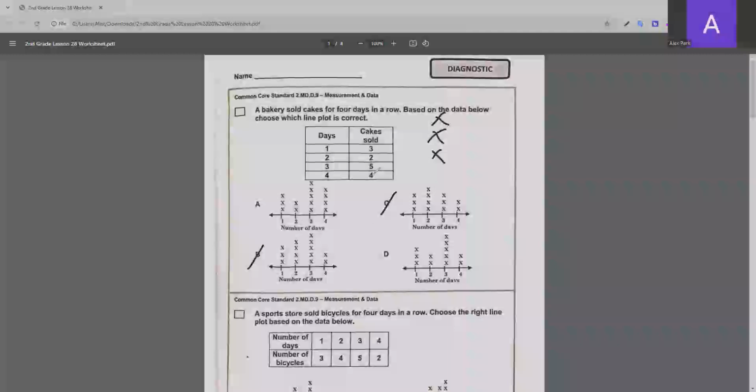So for day four, it's 4 cakes sold, which means it's 4 X's, and A has 4 X's going up and down, but let's check D. D only has 2 X's going up and down, so that's wrong.